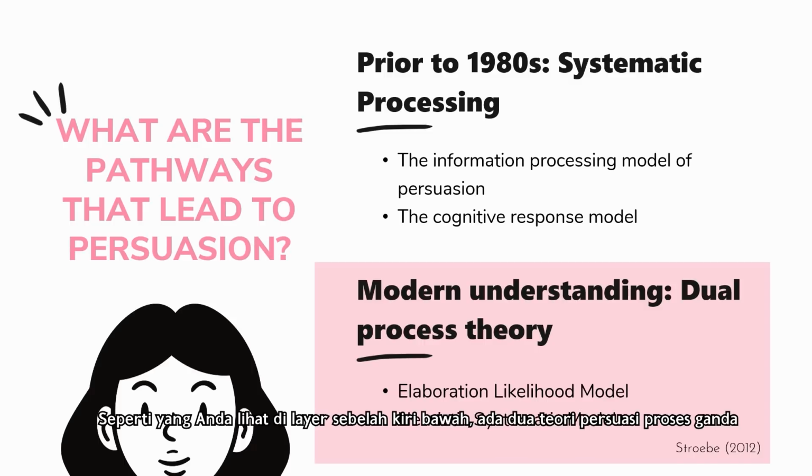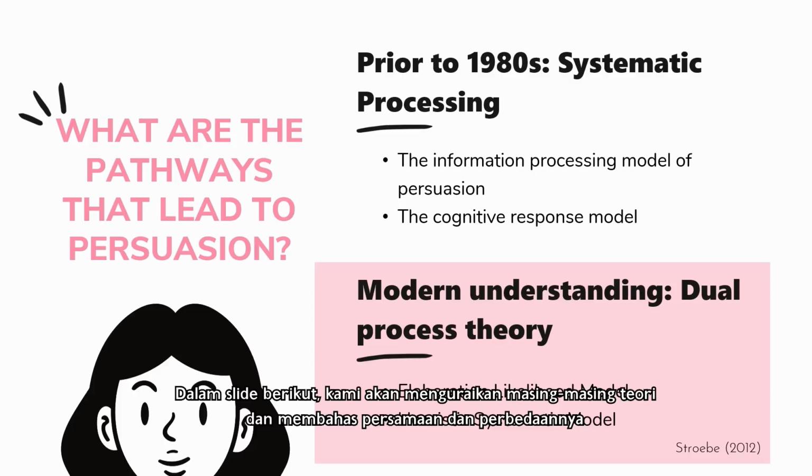As you can see on the bottom left of your screen, there are two dual process theories of persuasion: the elaboration likelihood model and the heuristic systematic model. There is, however, so much overlap between these two theories and their core assumptions. In the following slides, we will elaborate each theory and discuss how they are similar and differ.